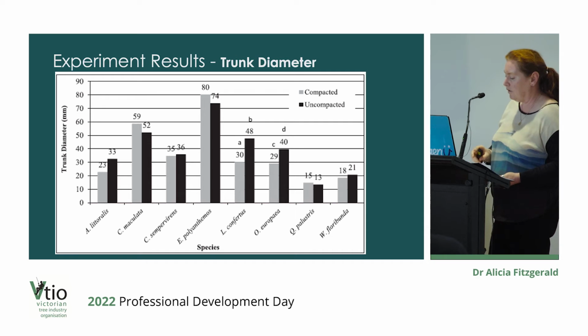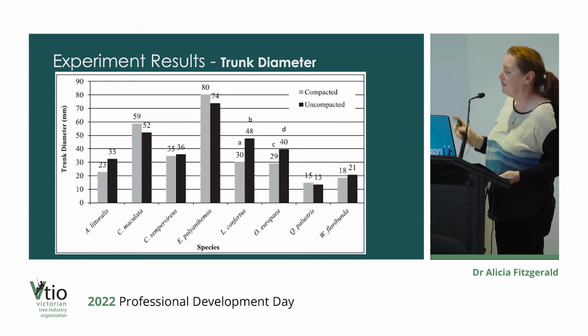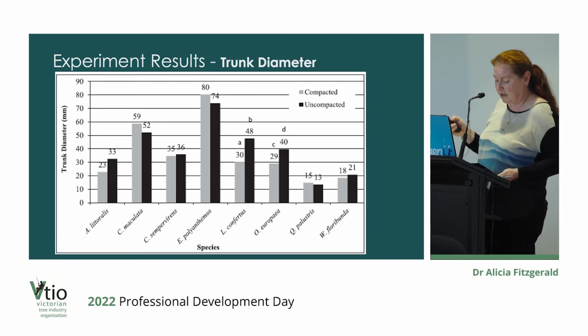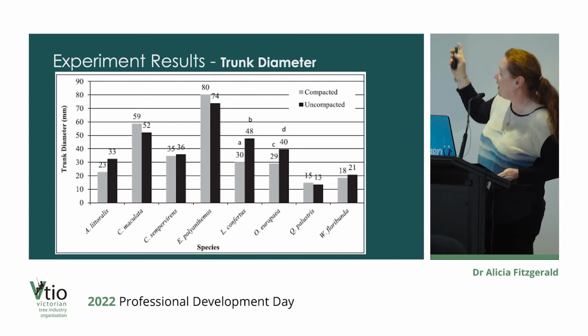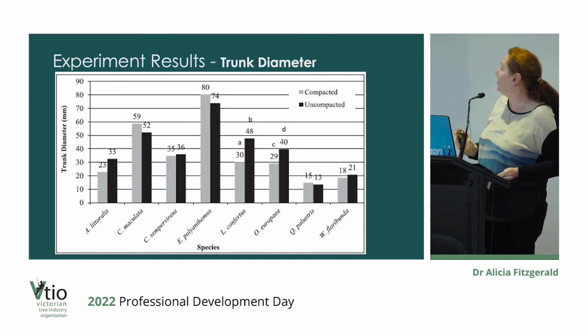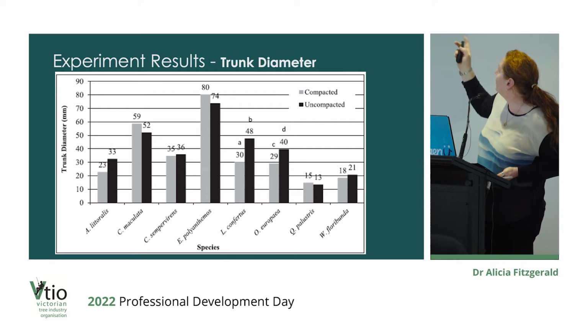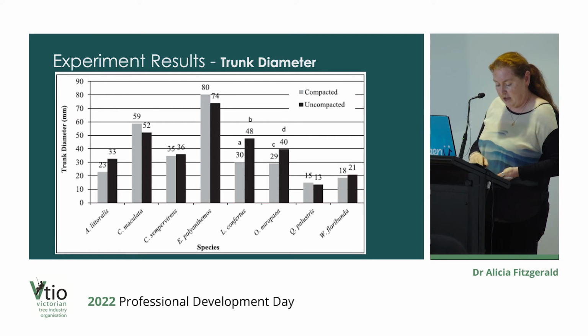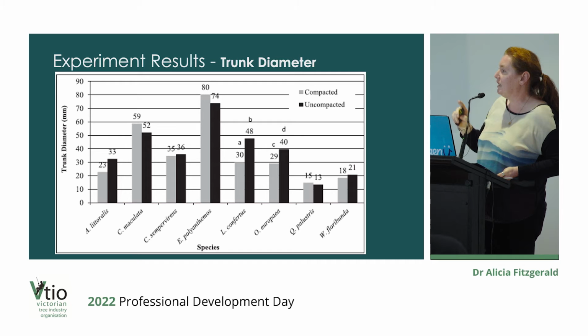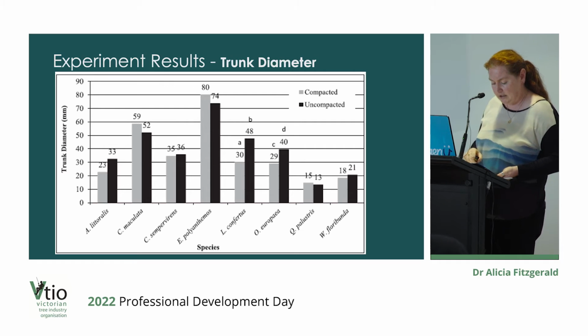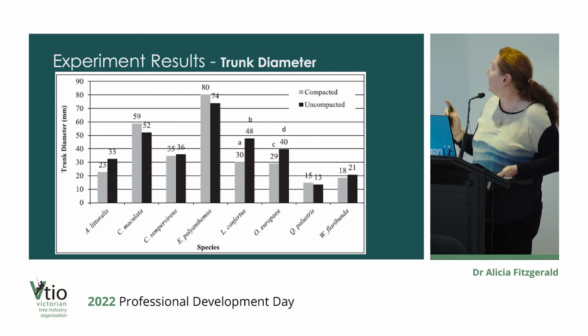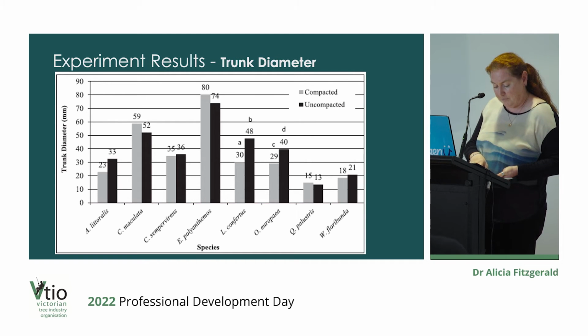So I'll just run through, there's a few graphs to follow, but they're laid out in a similar fashion. The mean is on top of the bars of the graph, and it's showing the 20-month growth period for each of the graphs. And if there's a letter on top of each of the numbers, for example, for the Lophostemon, that shows that there's a significant difference between each treatment. So for eucalyptus, shown by the A and the B, they were significantly taller in compacted soil.